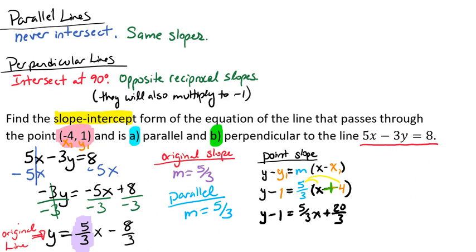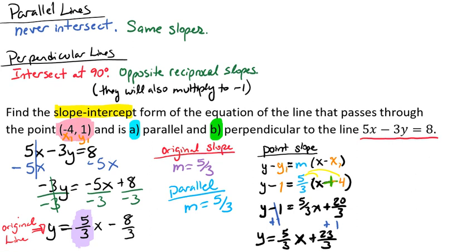Then we're going to go ahead and solve for y. So we're going to add our 1 to both sides, and that's going to give us a final answer of y equals 5/3 x plus 23/3. And so now we've just written the equation of a line that is parallel to 5x minus 3y equals 8, but goes through the point -4, 1.